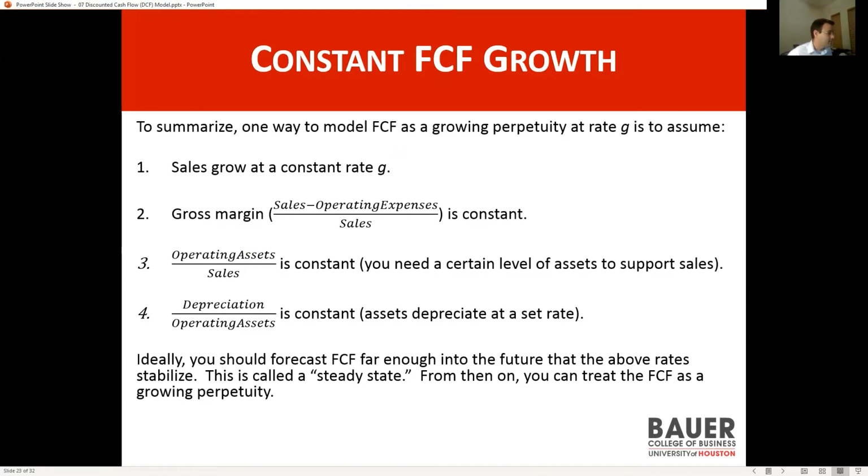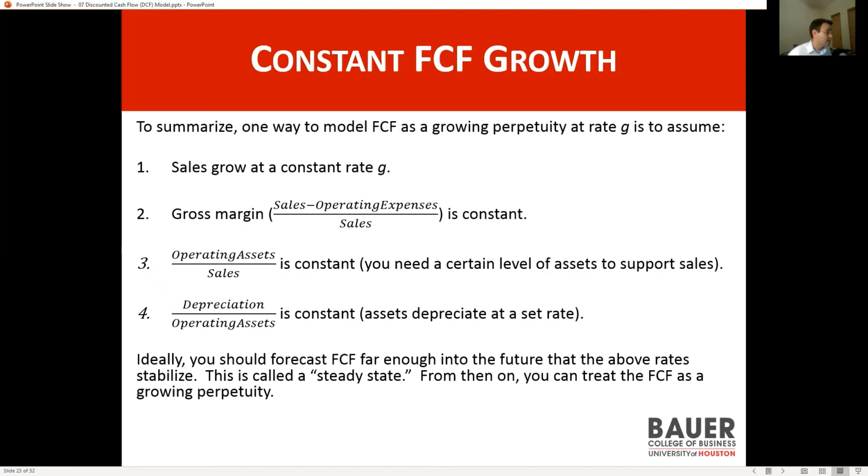And finally, we're going to keep depreciation over your assets constant. And the idea is that your assets are losing value at a fixed rate over time. If our operating assets are tied to the sales from point 3, and our depreciation is tied to the operating assets, that means that your depreciation is going to change at the same rate as sales. Okay, so everything's going to be changing at rate G, which means your free cash flows are going to be changing at rate G. So how would you put this to work?